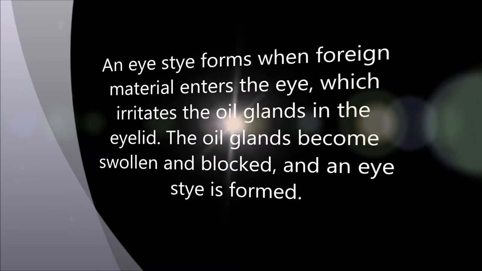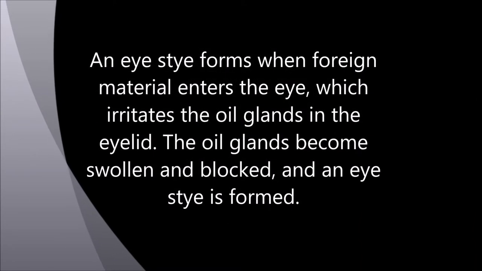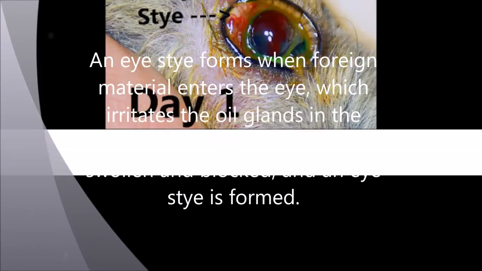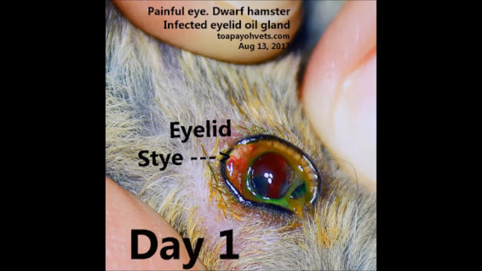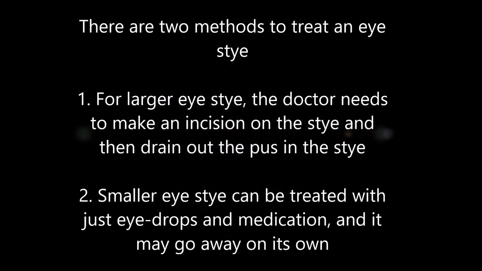An eye stye forms when foreign material enters the eye, which irritates the oil glands in the eyelid. The oil glands become swollen and blocked, and an eye stye is formed. Here is an example of an eye stye. There are two methods to treat an eye stye. For a larger eye stye, the doctor needs to make an incision on the stye, then drain out the pus in the stye. A smaller eye stye can be treated with just eye drops and medication, and it may go away on its own.